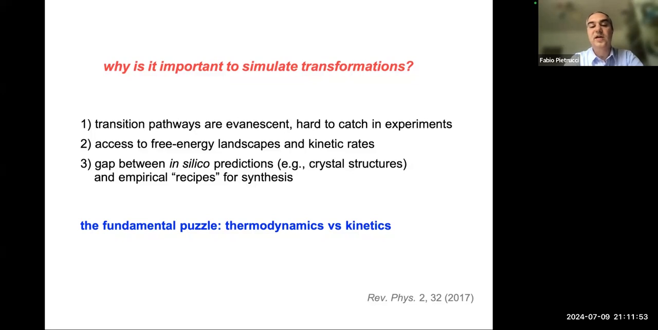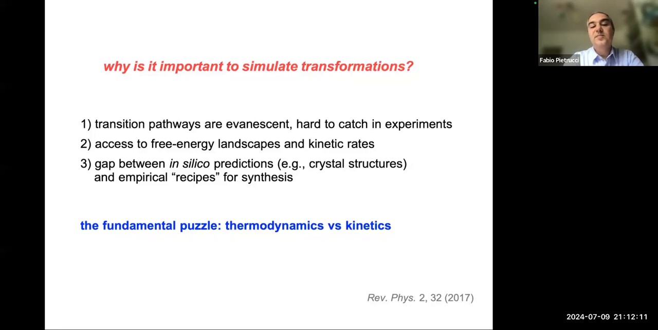Another reason why it's important to simulate transformations is that it's a way to access some physical properties that are very important, like the free energy and the rates, the kinetics. We will see that in many cases, understanding an experiment or even predicting an experiment boils down to somehow reconstructing a free energy landscape or estimating kinetic rates.